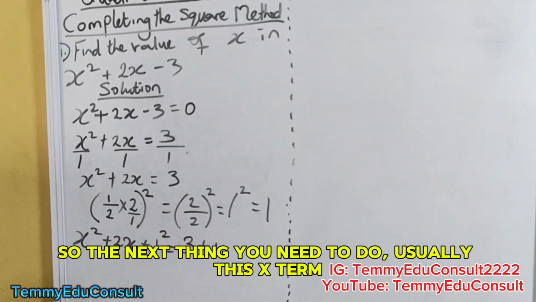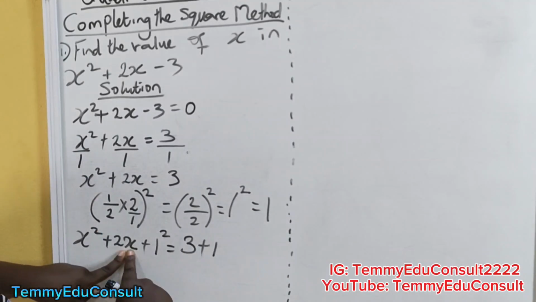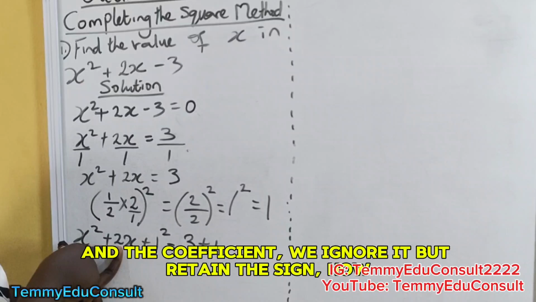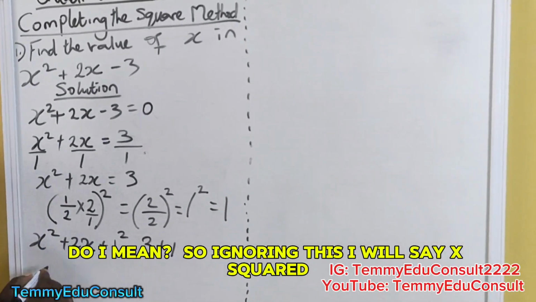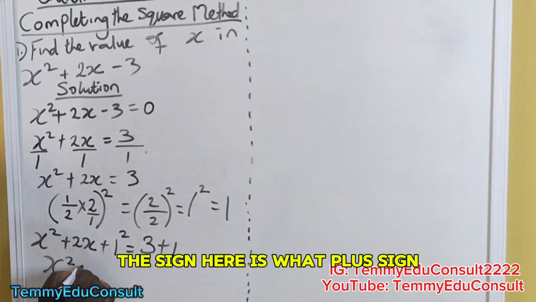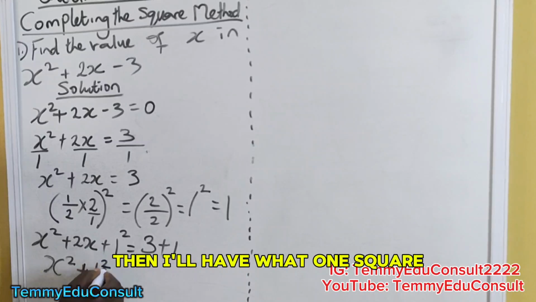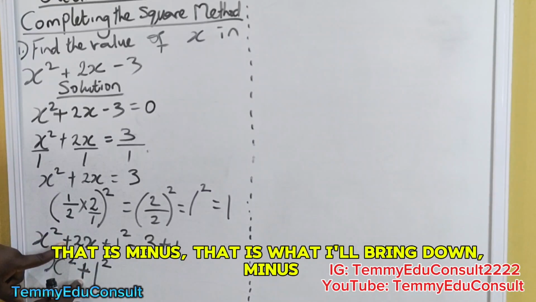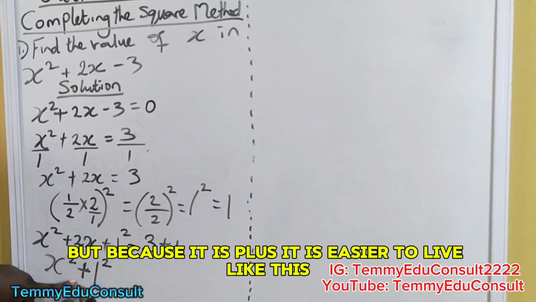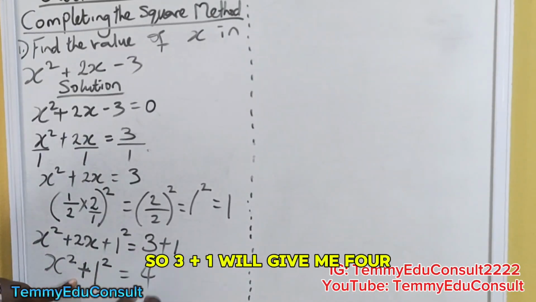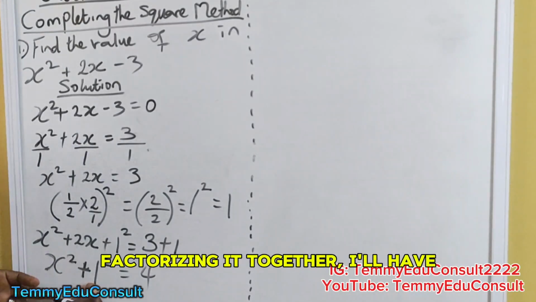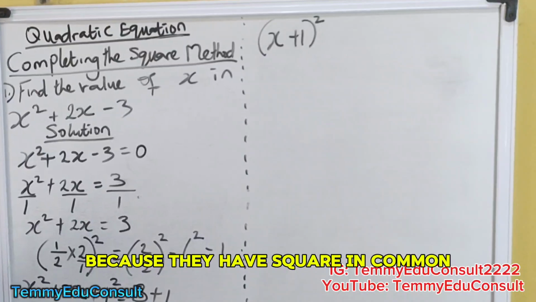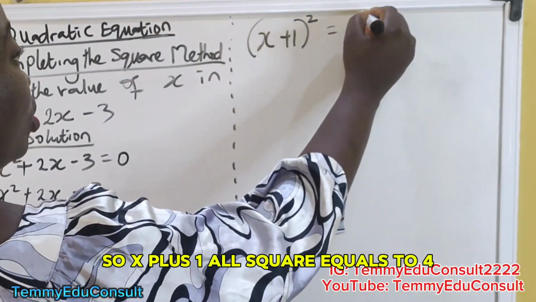So the next thing you need to do: usually the x term and its coefficient, we ignore, but retain the sign. How do I mean? Ignoring this, I will say x squared, the sign here is plus, then I'll have 1 squared. If this sign were negative, that is minus, that is what I'd bring down, minus, then write 1 squared. But because it is plus, it is easier to leave it like this. So 3 plus 1 gives me 4. Now I can factorize these together. Factorizing, I will have x plus 1 all squared, because they have square in common. So x plus 1 all squared equals 4.